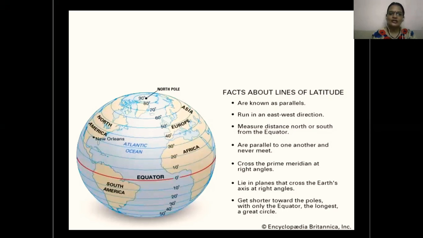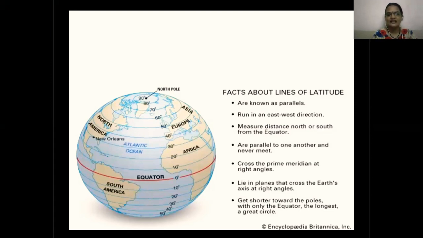Now in latitudes, we study that they are parallel lines also. See, they run in the east-west direction, students, and measure distance north or south from the equator. They are measured from the equator north to south and are parallel to one another, and they never meet each other. They cross the prime meridian at right angles. All parallels lie in planes that cross the Earth's axis at right angles. They get shorter towards the poles.